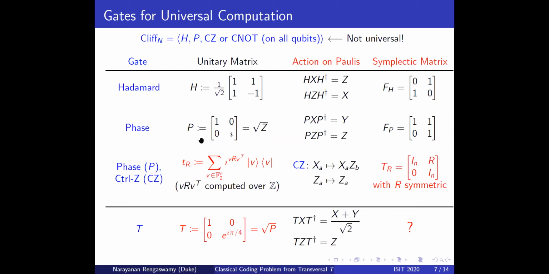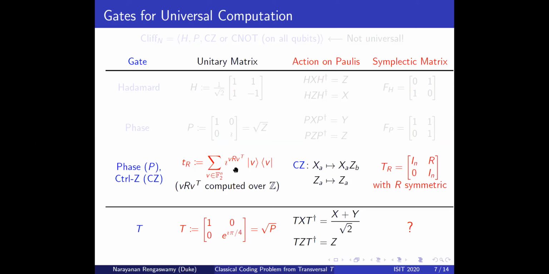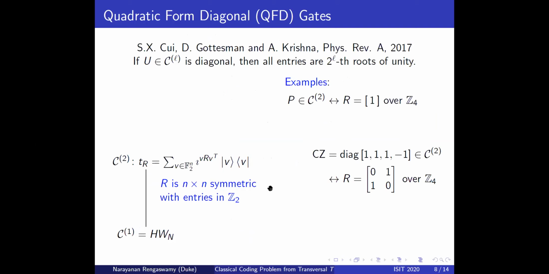Now, if you look at the T gate and the phase gate, the main difference is just the root of unity. So this is a 4th root of unity, this is an 8th root of unity. So the idea we had is that while the phase gate can be written in this form, where R is a binary symmetric matrix and vRv transpose is computed over Z4, what happens if you replace i with e to the i pi over 4? You can definitely represent T like that. And the question is whether that has a nice mathematical structure.